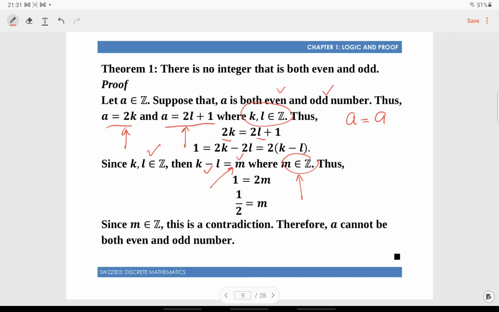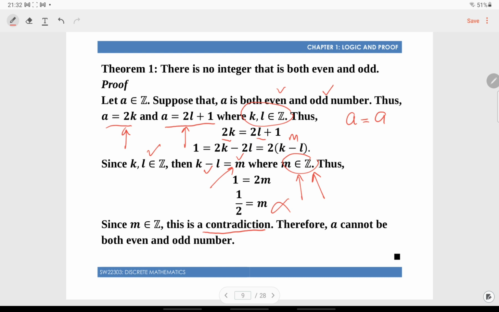Thus, from that, we have 1 equal to 2m. We can take 2 to the other side, so we have half equal to m. But based on our definition, m is an integer. So how can half equal an integer? This is what we call a contradiction, because it is false. Half is a non-integer. Half is a rational number. It is not an integer. So this is a contradiction.